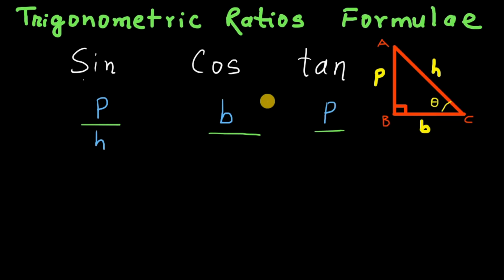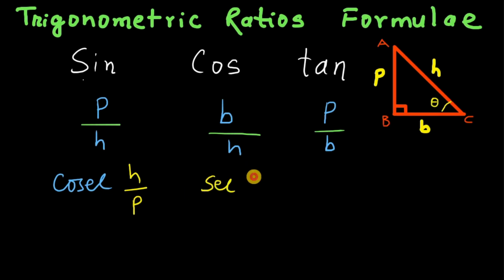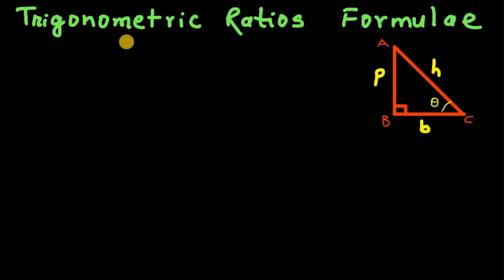So by this phrase you can easily learn by heart the relation of sine, cos and tan in terms of P, B and H. And as you know, the reciprocal of sine is cosec, whose formula is H by P. The reciprocal of cos is sec, whose formula is H by B. And the reciprocal of tan is cot, whose formula is B by P. Now let's go to the formulae of trigonometric relations.